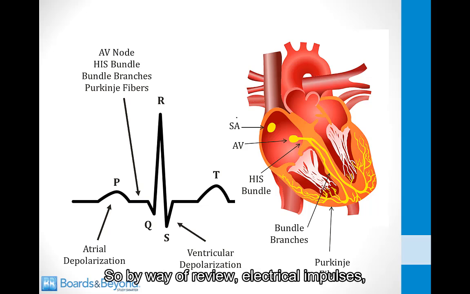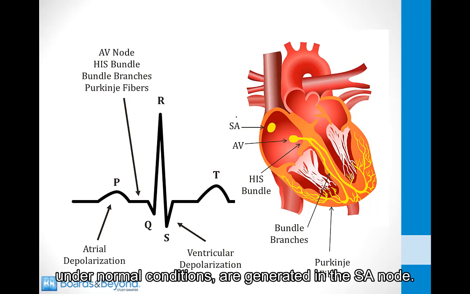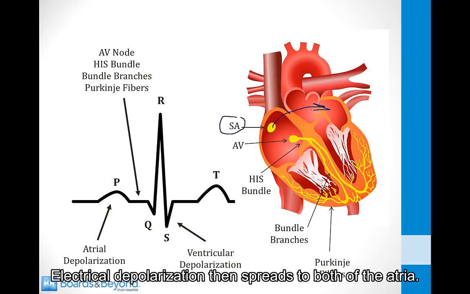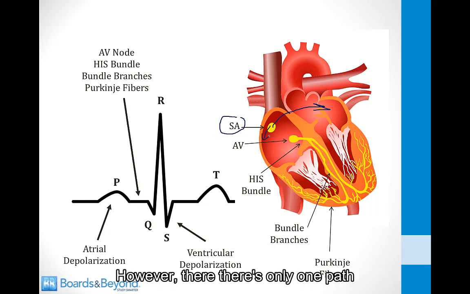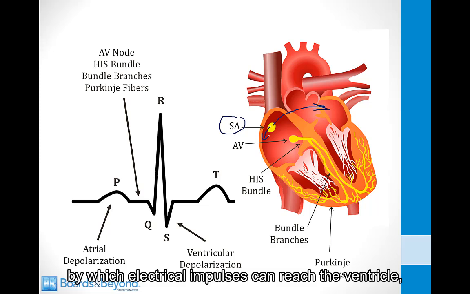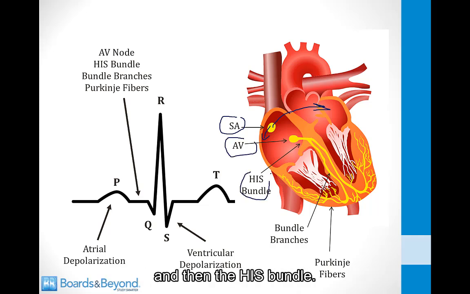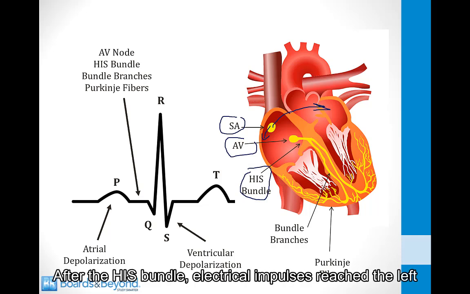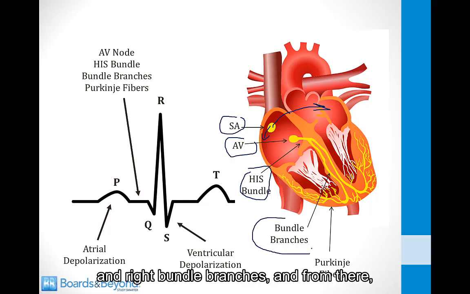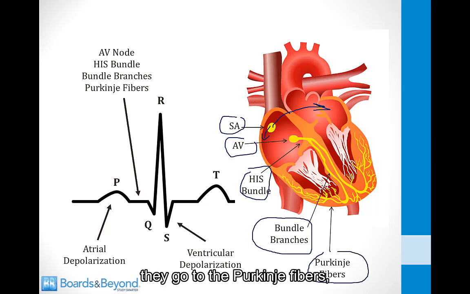So by way of review, electrical impulses under normal conditions are generated in the SA node. Electrical depolarization then spreads to both of the atria. However, there is only one path by which electrical impulses can reach the ventricle, and that's by funneling through the AV node and then the His bundle. After the His bundle, electrical impulses reach the left and right bundle branches, and from there they go to the Purkinje fibers, and that leads to ventricular depolarization.